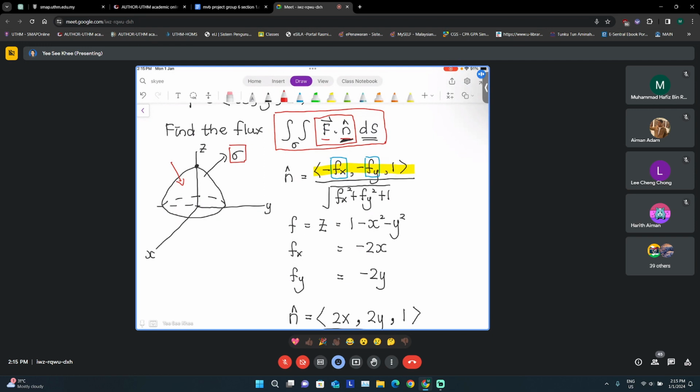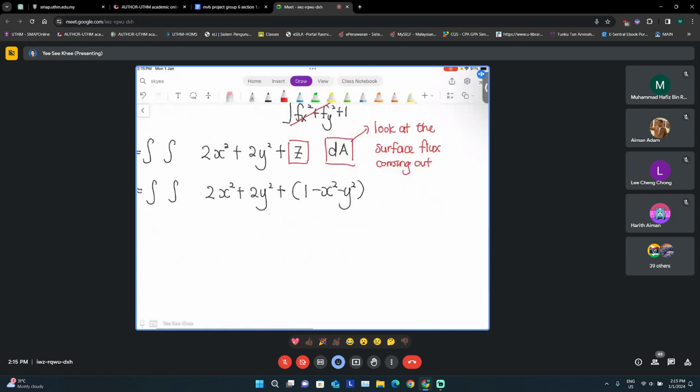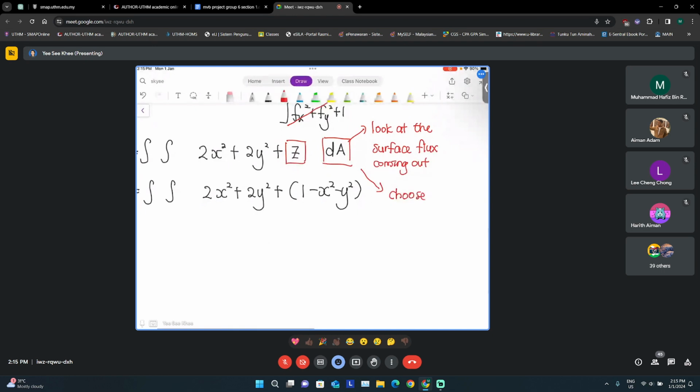Okay, so this is a surface. If you want to decide the dA for the surface, you need to choose projections, like what we have done before. So we will choose the XY projection. Why? Because for the XY projection, it will be very clear that it is a circle.